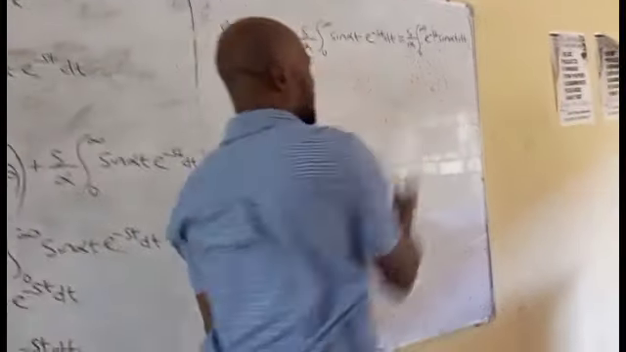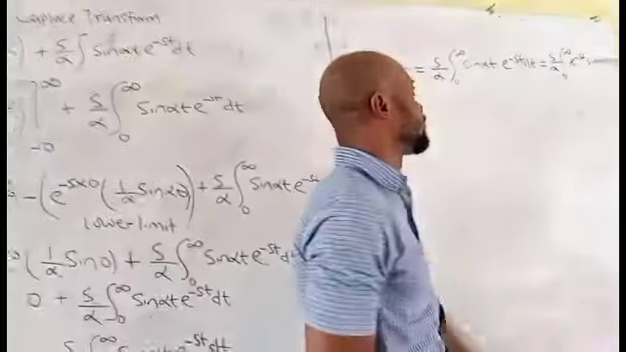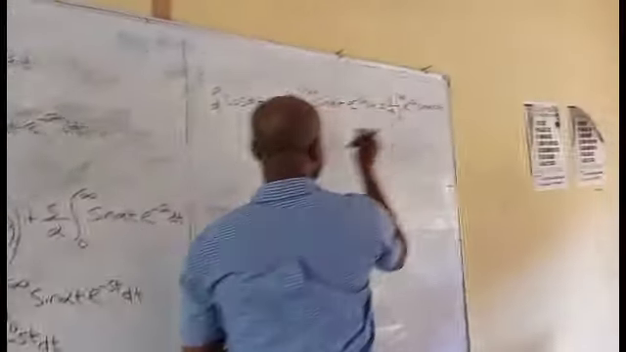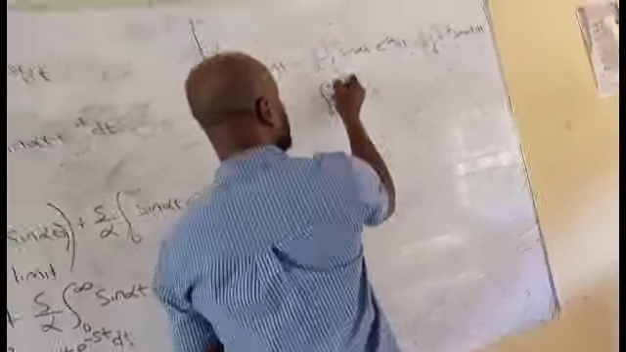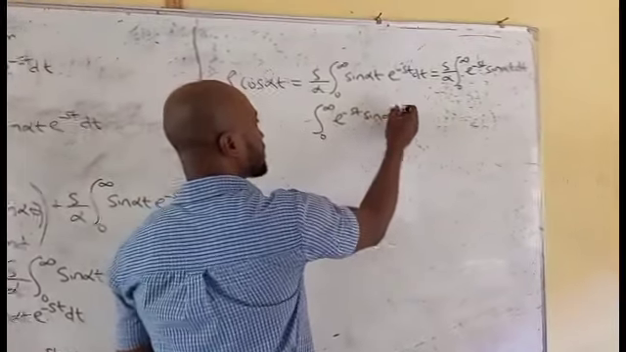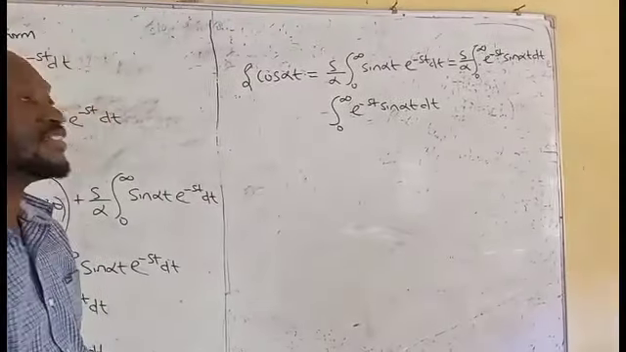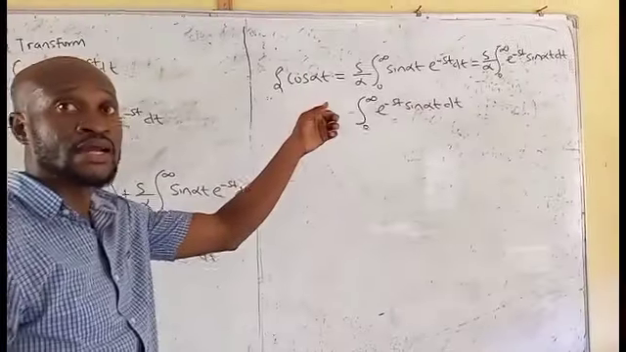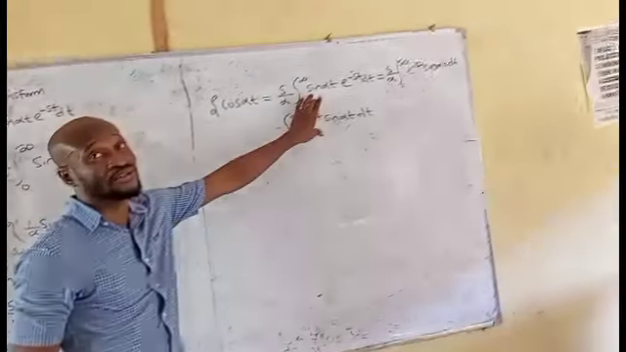I will leave this constant x over alpha, then integrate this one from 0 to infinity. I need to integrate this exponential minus xt sine alpha t dt the second time, because I did the first integration using integration by parts. So I want to integrate it again the second time using integration by parts.